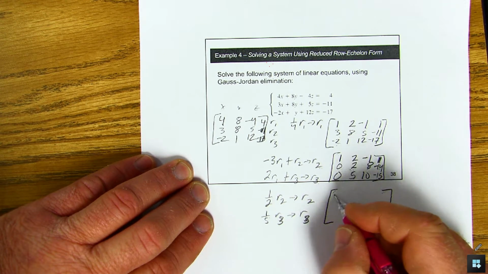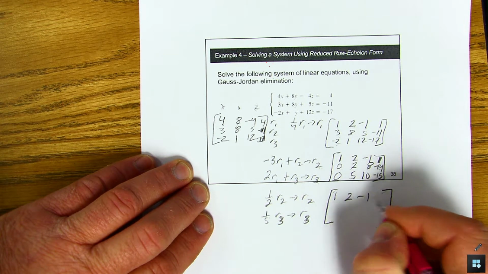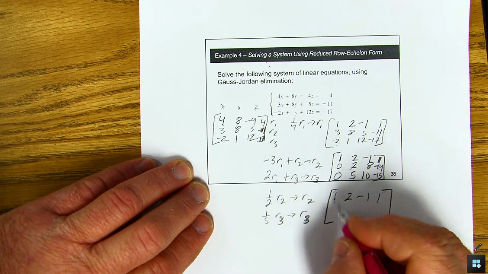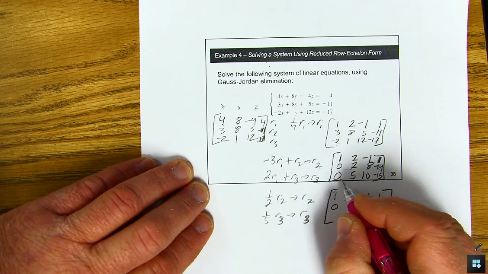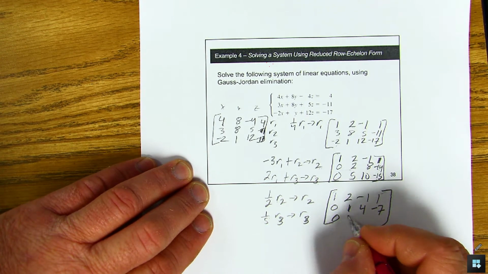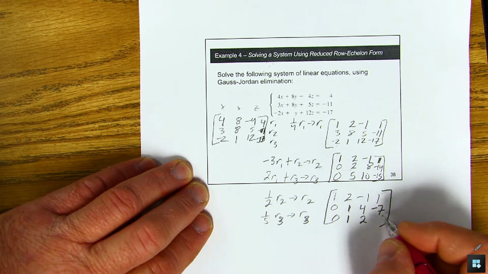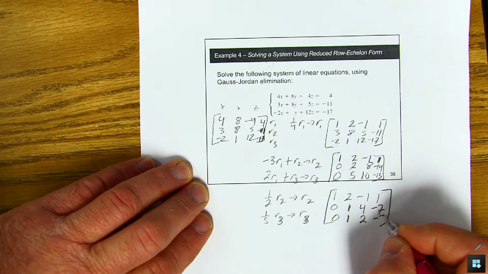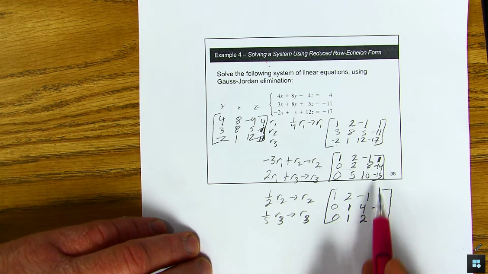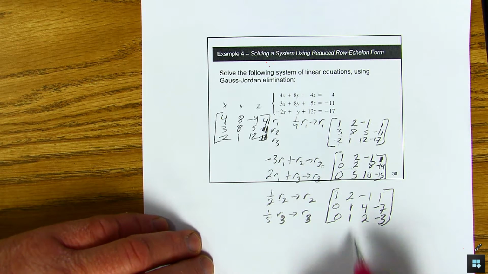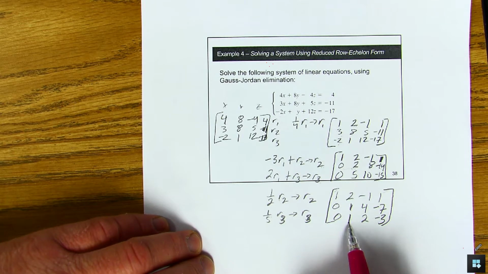So the top row, again, nothing's happening to it. It's staying the same. 1/2 of this is going to be 0, 1, 4, -7. 1/5 of this is going to be 0, 1, 2, -3. It just brings these numbers down a little bit easier to work with because they were all divisible by 5.